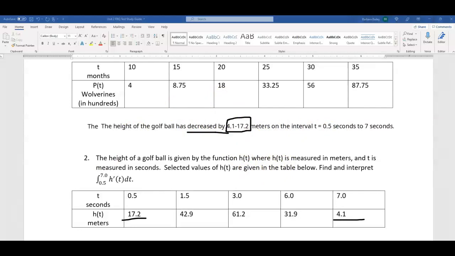All right. So that's the kind of stuff you're going to need to do. You're going to get 1 point for doing the integration process and getting the answer, another point for identifying the units correctly, and then another point for writing out your interpretation correctly. Let's go ahead and move on to number 4.